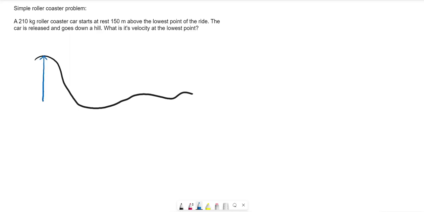All right, so let's draw our roller coaster. Okay, so we know that we're starting off at 150 meters above the lowest point. So let's go ahead and mark off what we know here. We have a height, we'll call this initial height, is 150 meters. And we'll say this is the lowest point here, and we want to know what the velocity is at this point. So we don't know this velocity. They also tell us the mass is 210 kilograms.